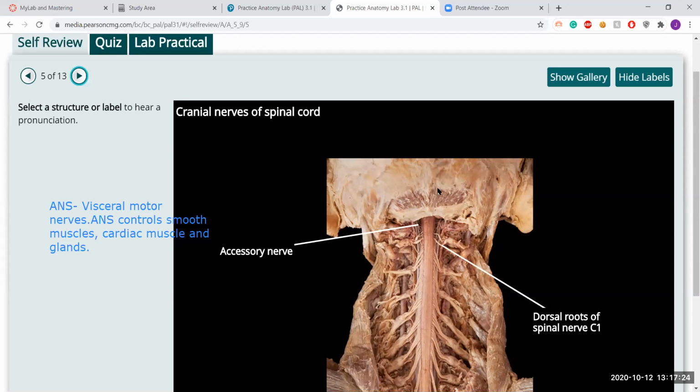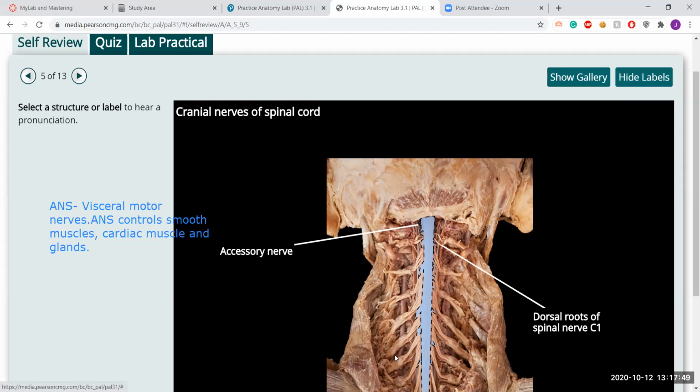This is the accessory nerve. It has two parts. One is called cranial part, another is called spinal part. So accessory nerve you see here, it is the last nerve which is exiting from your cranium as well as spinal cord. And then you see the spinal nerves.